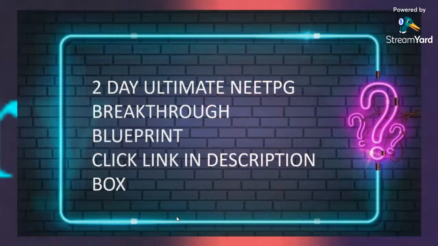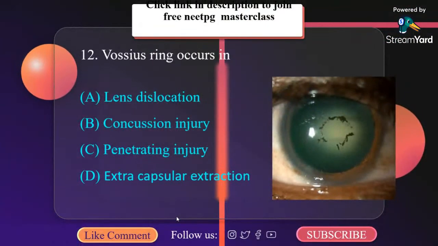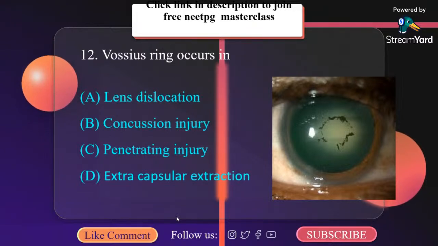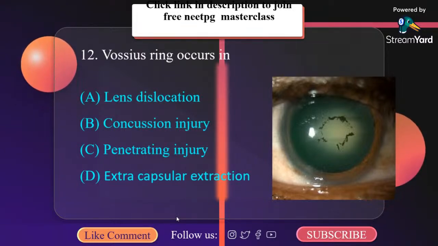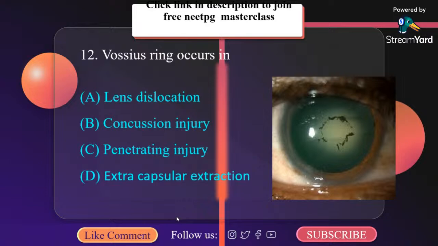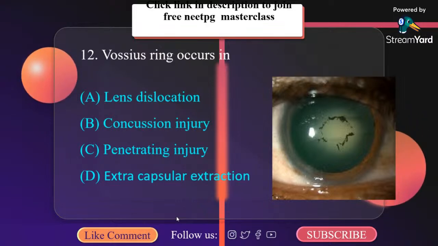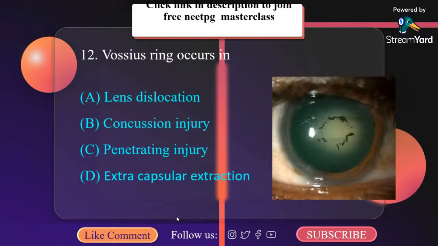Let us move to the next slide. Ossifying ring, Vossius ring, occurs in: A. Lens dislocation, B. Concussion injury, C. Penetrating injury, D. Extracapsular extraction. Here you can see the Vossius ring. It is seen in concussion injury.